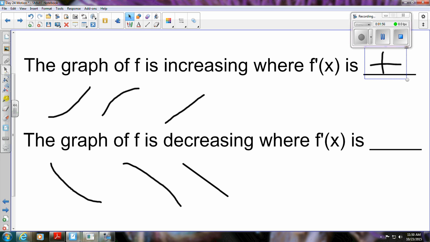Now, if we have a function that's decreasing, and it doesn't matter whether it's concave up, concave down, or linear, what do we know about the first derivative? Negative.